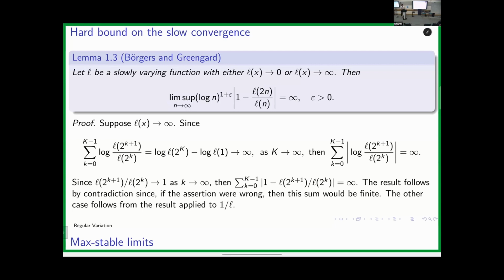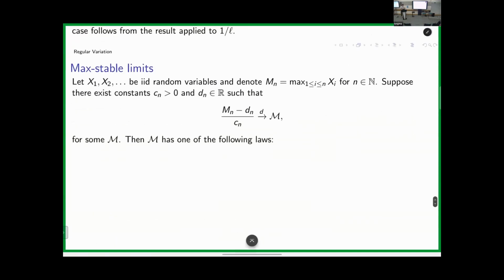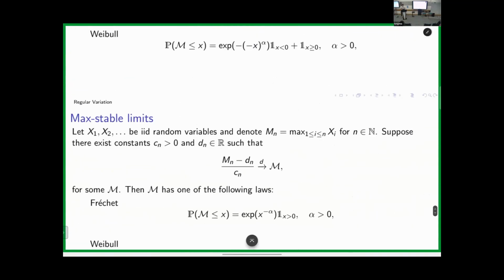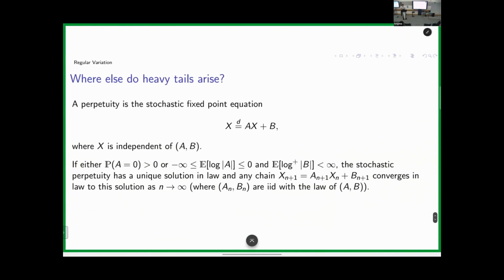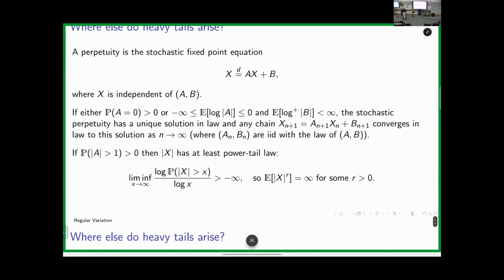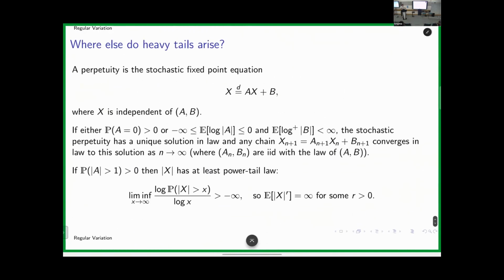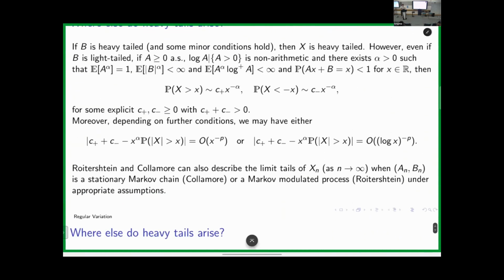If you give me a few minutes of your time. Okay, I'll skip this. Umut already gave some results for these perpetuities. I'll also go through this.